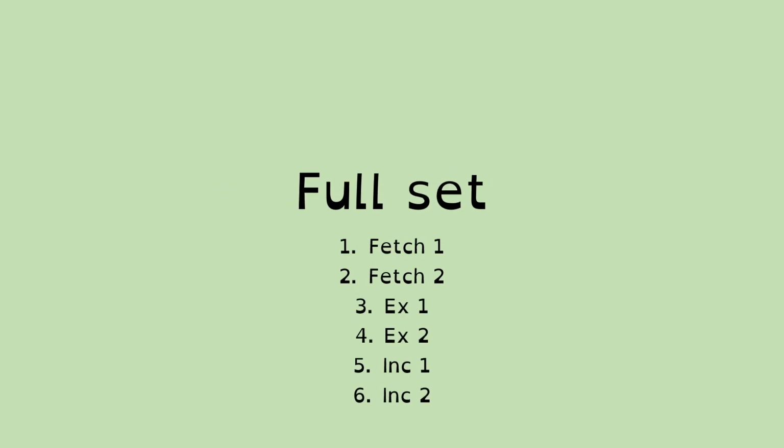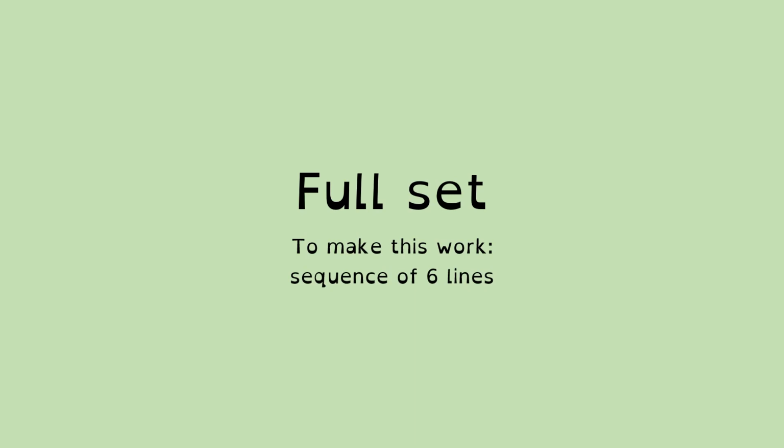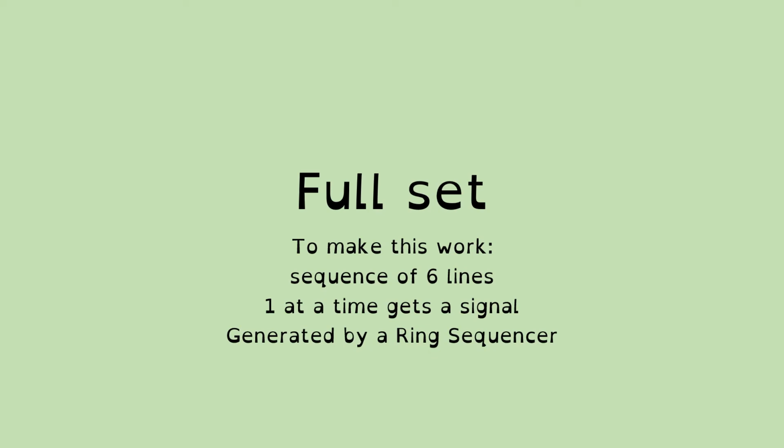So we've got a full set here of 6 things that we want to do to make our fetch-execute-increment happen, which are fetch 1, fetch 2, execute 1, execute 2, increment 1, and increment 2. And what we're going to do is make this a sequence of 6 lines, each of which gets the signal one at a time. So only one of these lines is going to be high at any particular time, and it's going to run through and generate the sequence and then go back to the beginning. This is generated by a thing called a ring sequencer, which is actually a pretty straightforward thing to do.